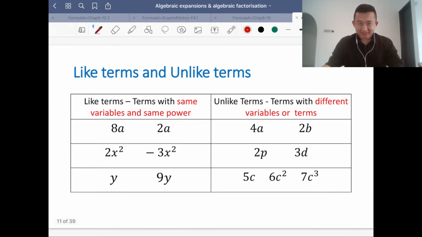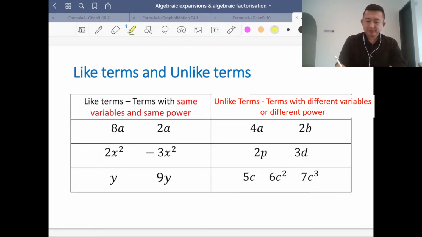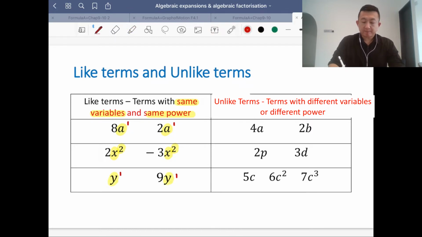Like terms and unlike terms. When you're dealing with algebraic expressions, there will be like terms where you have the same variable and the same power. A, same variable, power 1, same power, like terms. x, same variable, power 2, same power, like terms. When you have like terms, you can combine them. You can simplify it, remember? Something that you have learned before.